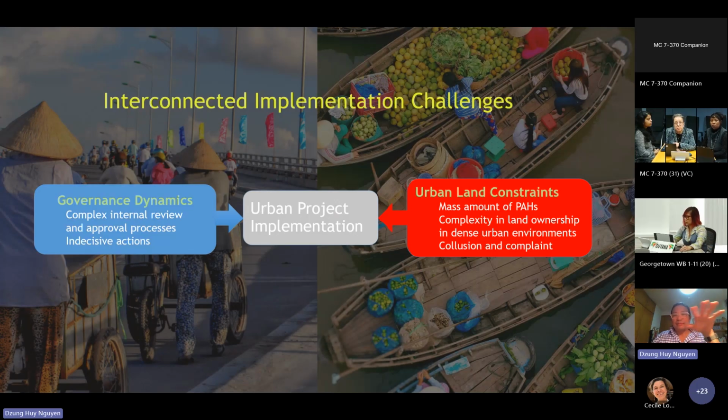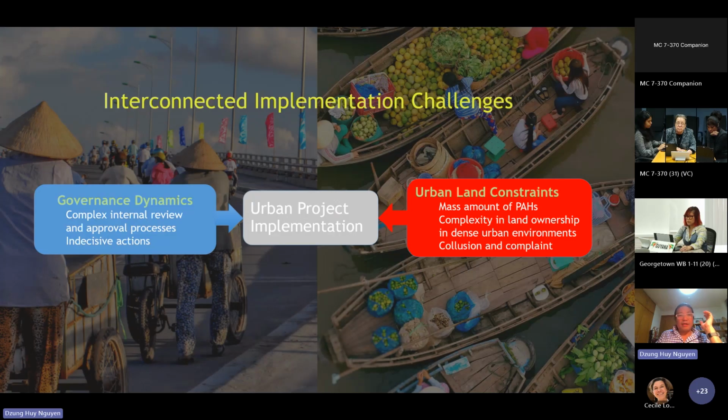First of all, actually, is the government's economic and political dynamic in the country. The government had a big campaign on anti-corruption, which also impacted the project implementation a lot, because it slowed down the decision making process and that sort of thing. At the same time, because it's urban with a very dense population, the project also faced a lot of challenges in terms of land acquisition.